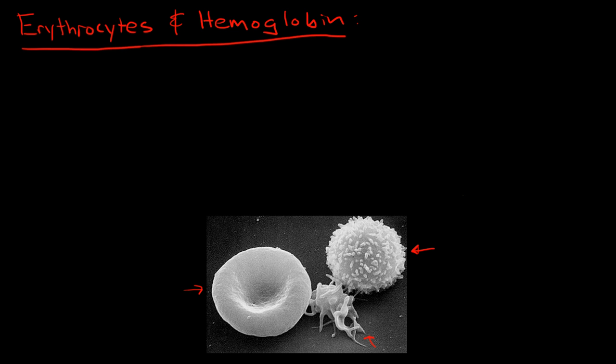So you can see the red blood cell is a very smooth cell, and it's shaped like a biconcave disc. Biconcave meaning that if you look at it from a side cutaway, it is concave on both sides. Okay, and we'll talk about why that is in a second.